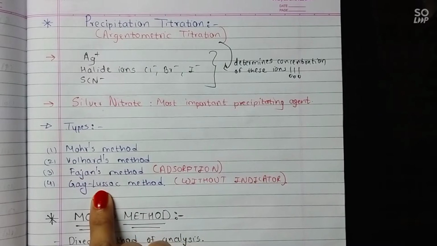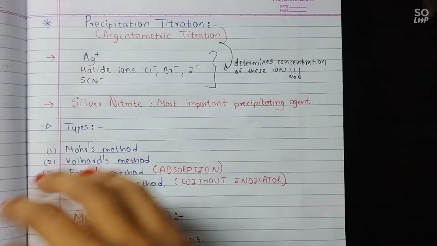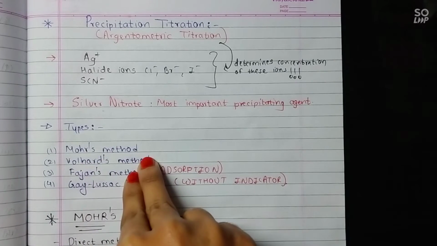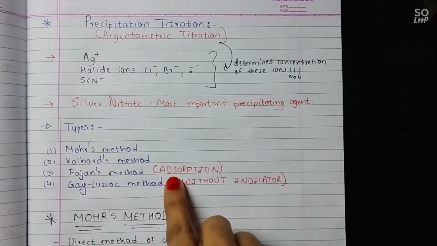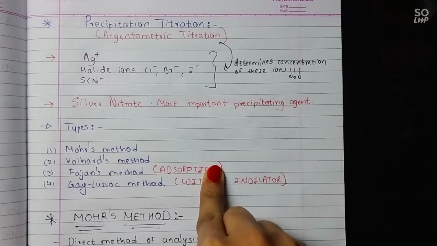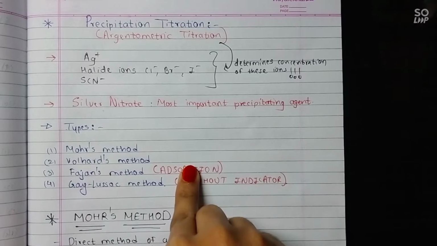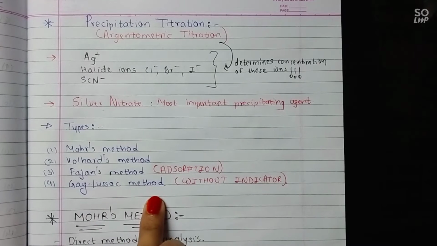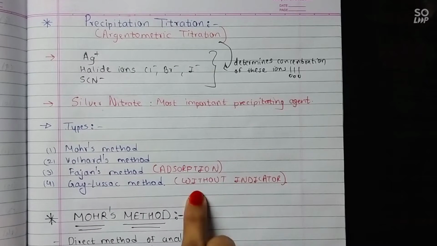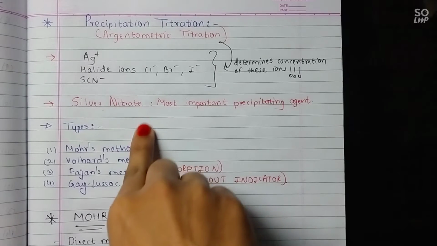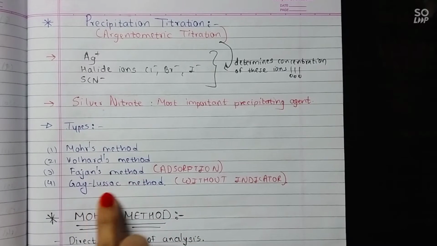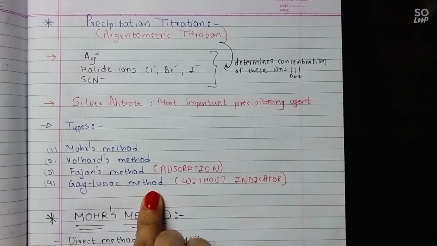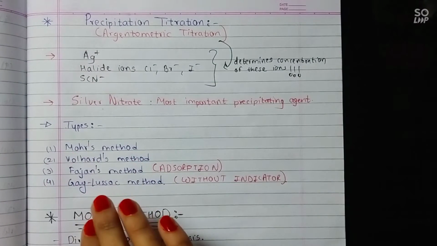Now, important point. Guys, take your notes and pen and write this point. Fajans' method is based on the principle of adsorption. This question is very much asked in JPAT and NIPER, so I want you to be clear. Fajans' method is based on what? Adsorption principle. And the Gay-Lussac method is the method which is used without any indicator. Other methods will use an indicator, but here we will not require any indicator. In which method? Gay-Lussac method. So note this point, and now let us move towards Mohr's method.